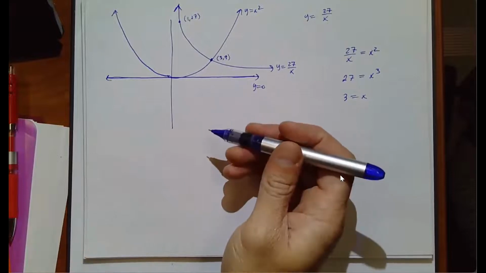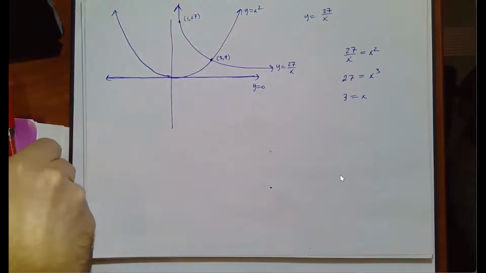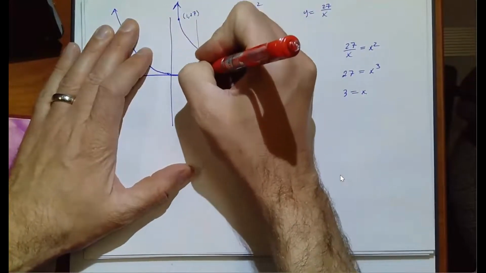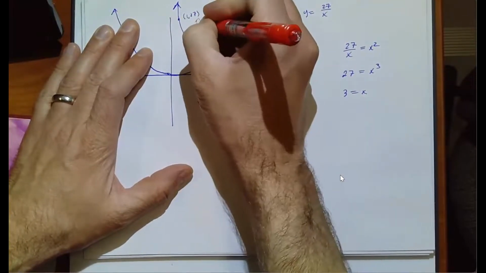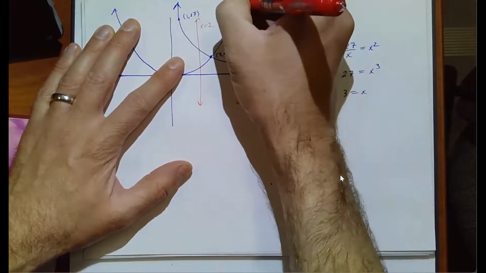And then lastly, we've got the vertical lines, which are just really going to give us our x boundaries. We've got x equals 2 and x equals 7. So here's x equals 2 to the left of this point. And here's x equals 7 to the right of this point.